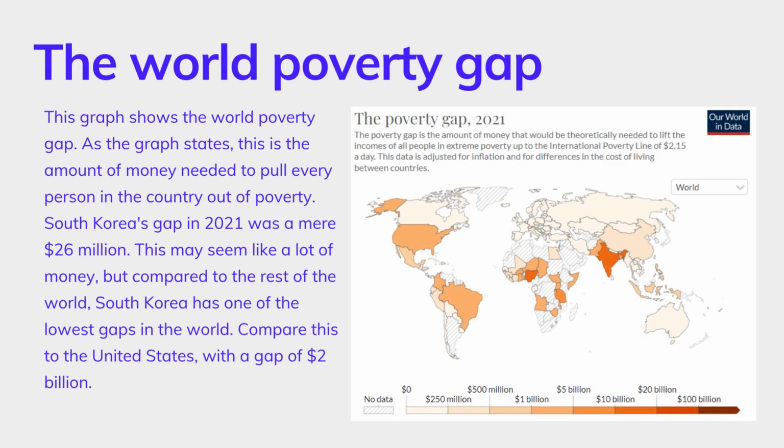All right, so the world poverty gap. This graph shows the world poverty gap. As the graph states, this is the amount of money needed to pull every person in the country out of poverty. And South Korea's gap in 2021 was a mere 26 million. And this may seem like a lot of money, but compared to the rest of the world, South Korea is actually one of the lowest gaps in the world. And compare this to the United States with a gap of 2 billion.